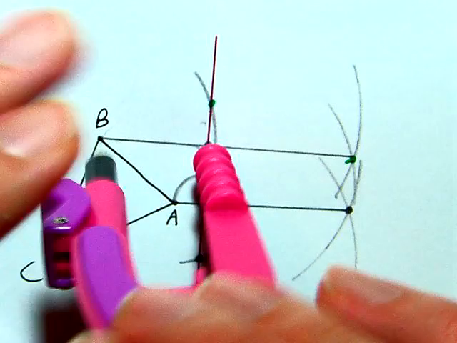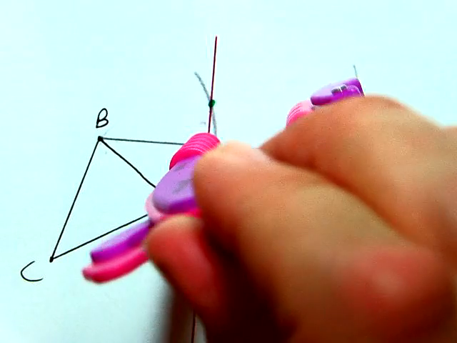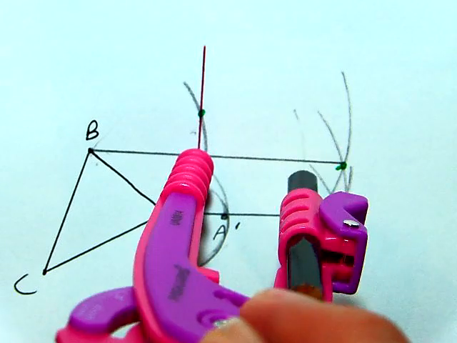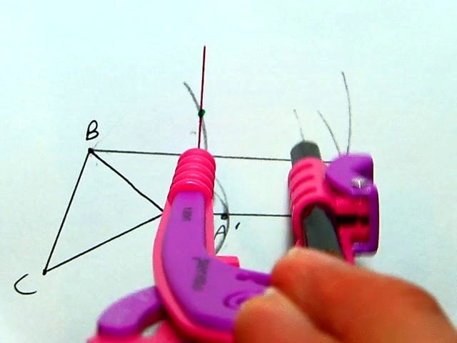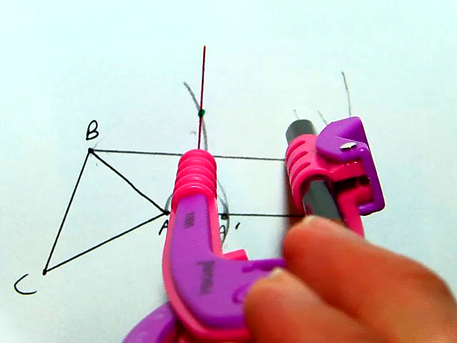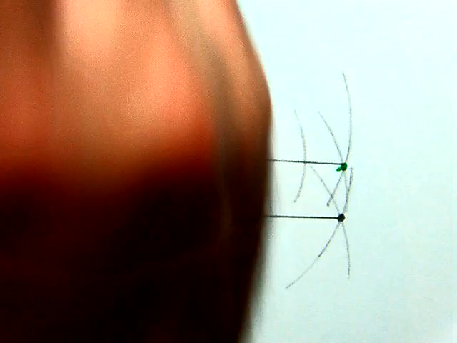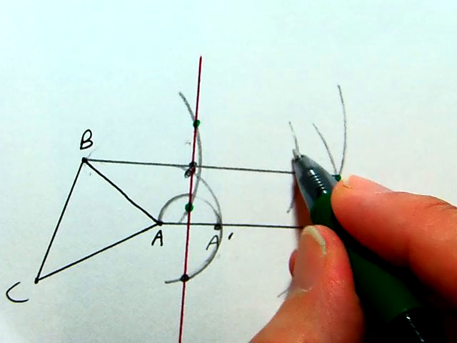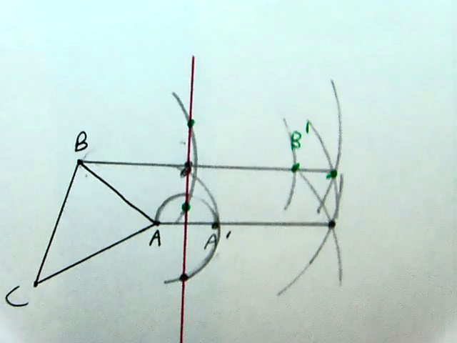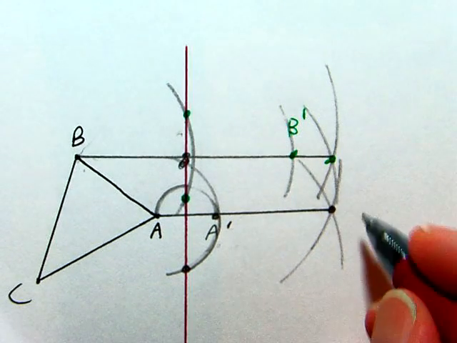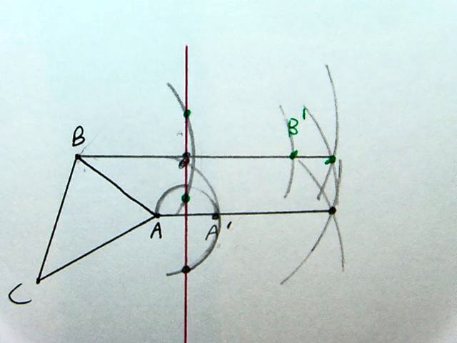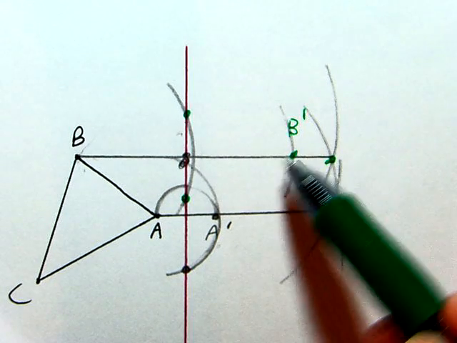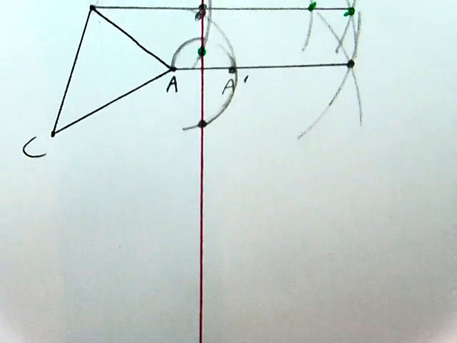And now make an arc like such, intersecting the line over here. And that intersection point is B prime. So now I have my B prime. So I have my A prime over here, which I wrote in pencil. I have my B prime over here. And now let me construct my C prime.